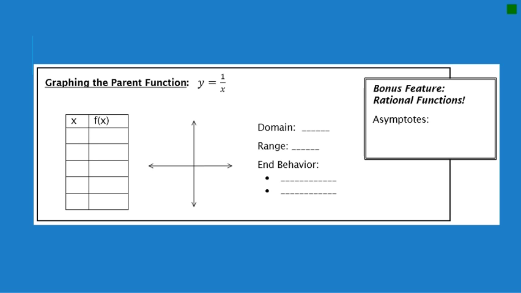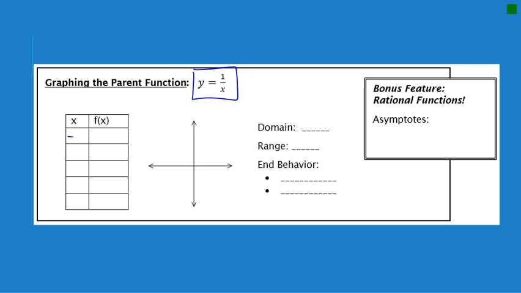Today we're going to talk about graphing the parent function for the rational family. This is our last new family. This is the only one where you're going to have x in a denominator. So every single rational function will be a fraction. I know that you're so excited to hear that.